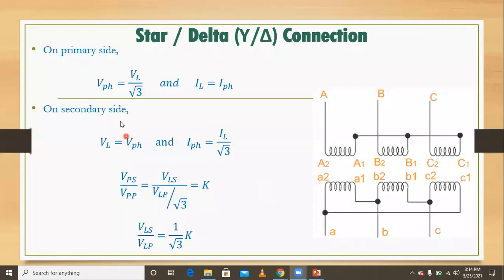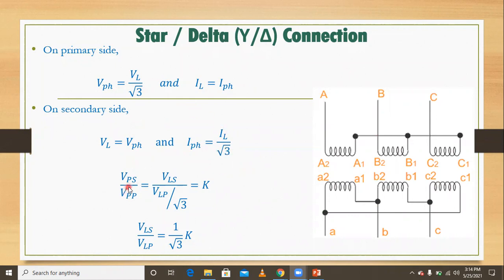Okay. So for the primary side, VPS is equal to VL by root 3. That is called star connection. And I phase is equal to IL. For star connection, IL is equal to I phase. And for delta connection, phase voltage is equal to line voltage, and phase current is equal to IL by root 3. You know this well. Up to here, this is known.